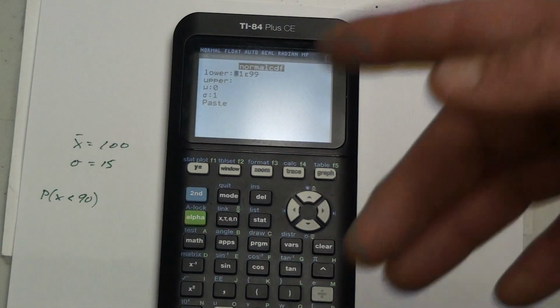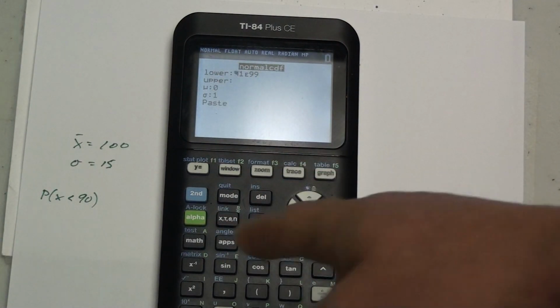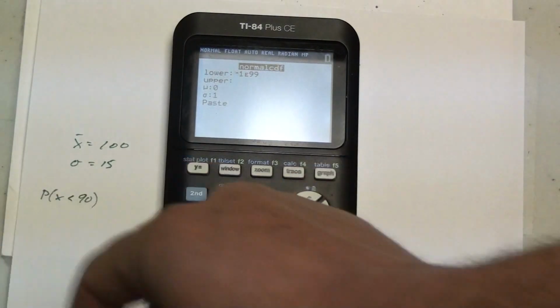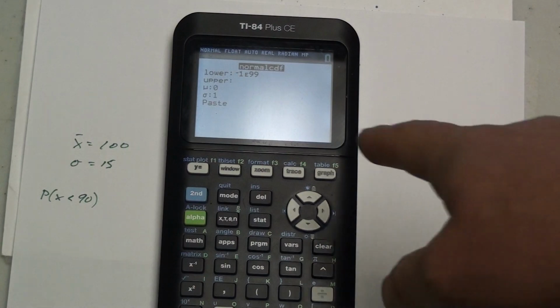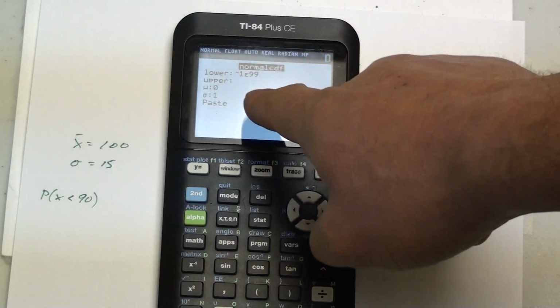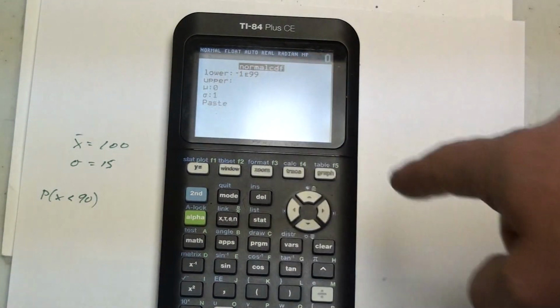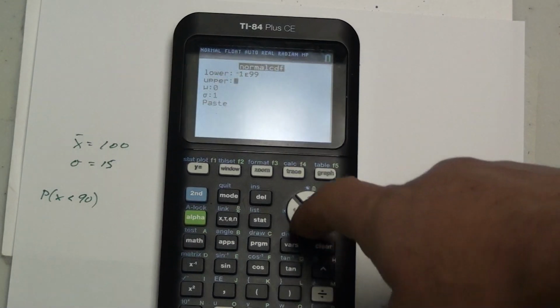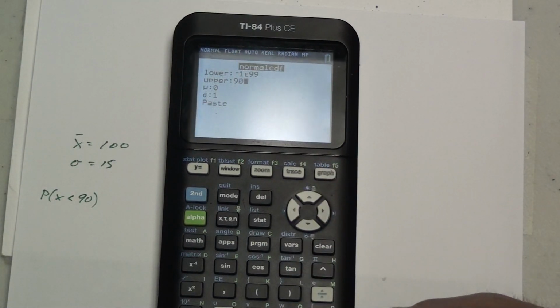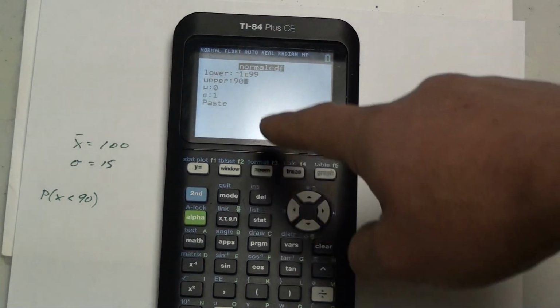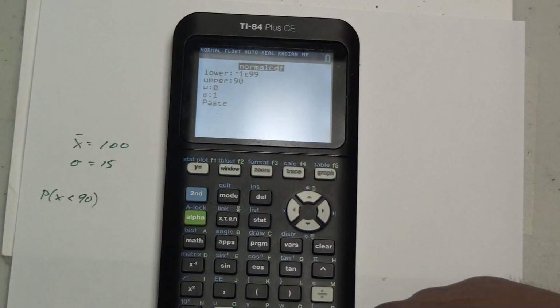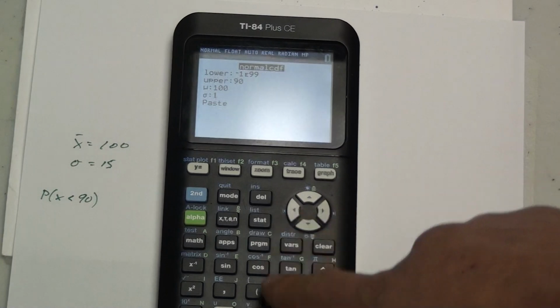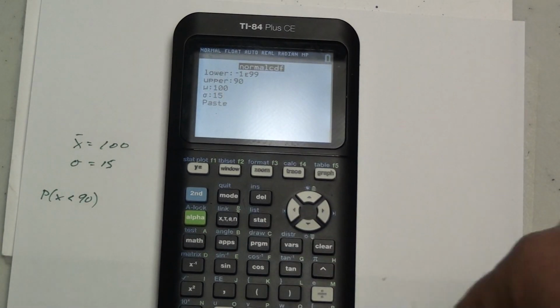So I'm going to have a lower boundary and an upper boundary. If I'm looking for less than 90, my lower boundary is negative infinity. And on the graphing calculator, that's expressed as negative E99. My upper boundary in this case was 90. And then you have your average and your standard deviation. In this question, I'm going to have my average being 100 and my standard deviation being 15.